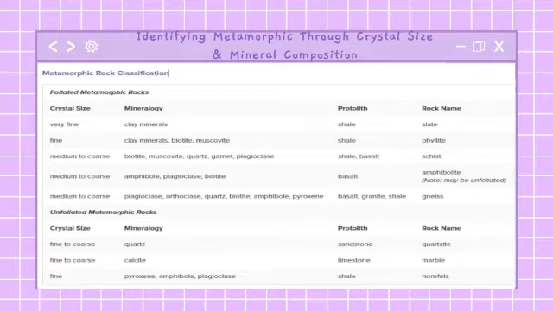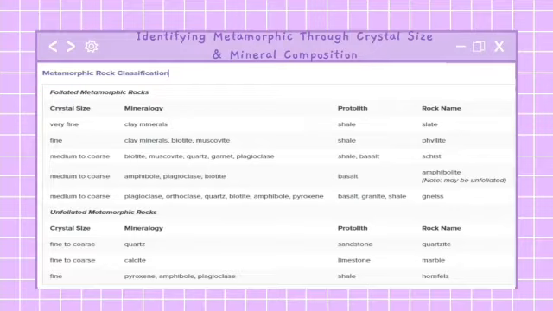So, if you are naming metamorphic rocks, what you use is the crystal size and the mineralogy. If the crystal size is very fine, the component is clay minerals, and the parent rock or protolith is shale, the name of the metamorphic rock would be slate. Now, if the crystal size is fine, and the components are clay minerals, biotite, and muscovite, and the parent rock is shale, the rock name would be phyllite.